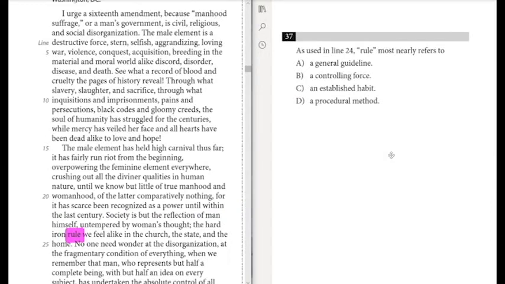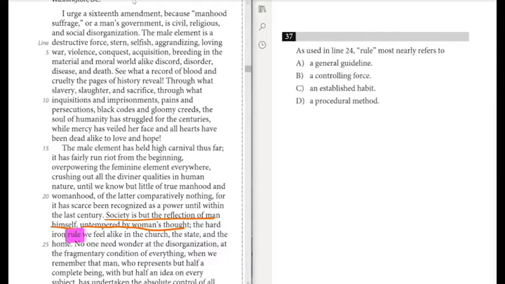Question 37 is asking us about what is meant by the word rule in line 24. It's our passage-based vocabulary question where we want the momentary main idea, and then we want to invent our own word to replace the given word. So let's go ahead and read a little right around there.